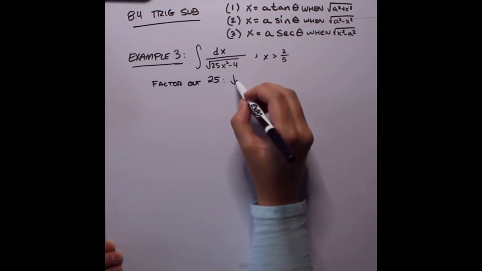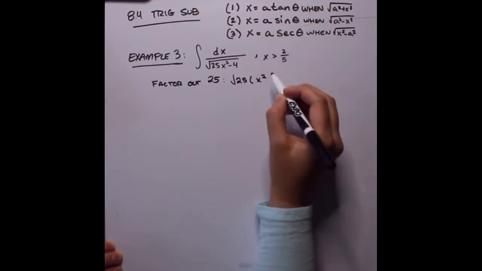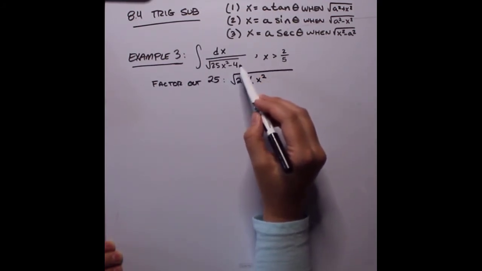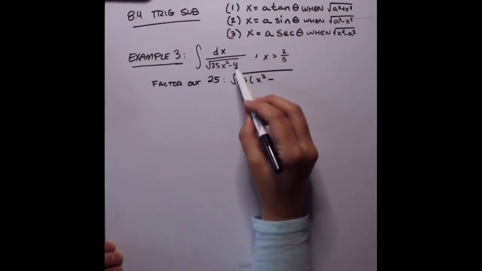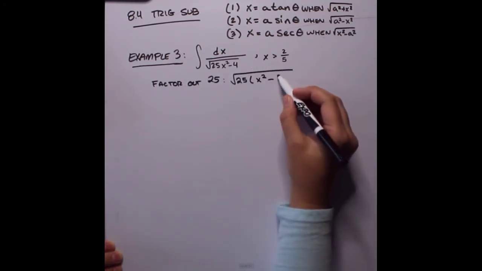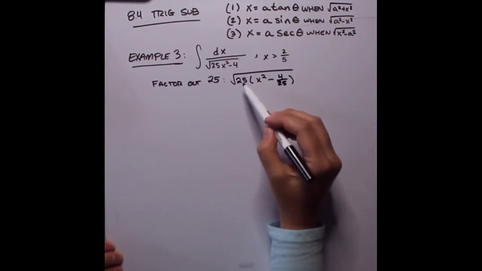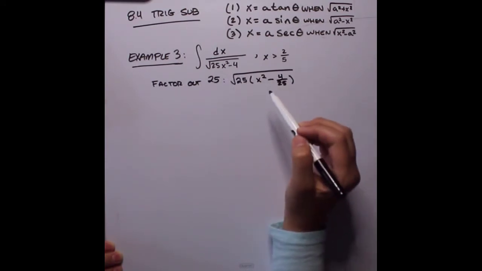In this square root, if we take out a 25, then what's left is an x squared. If you factor out a 25 from the minus 4 here, there's no 25 there, so you basically are dividing by 25. If you want to check yourself, distribute that 25 back in and you'll get negative 4 like you started with.